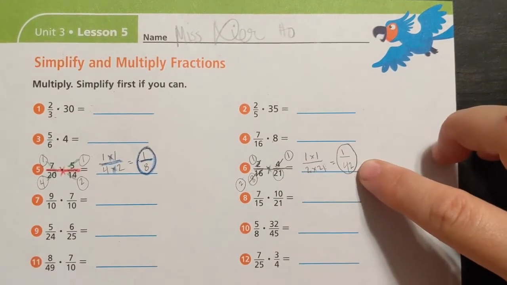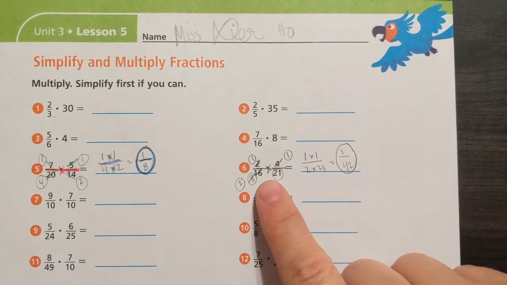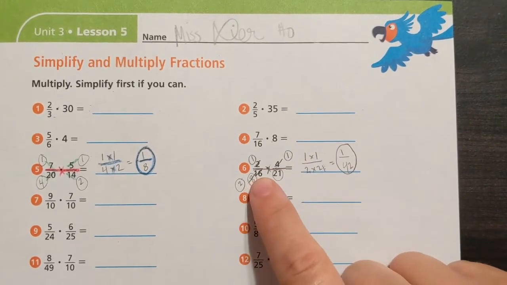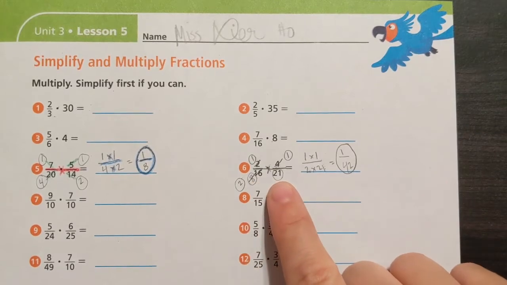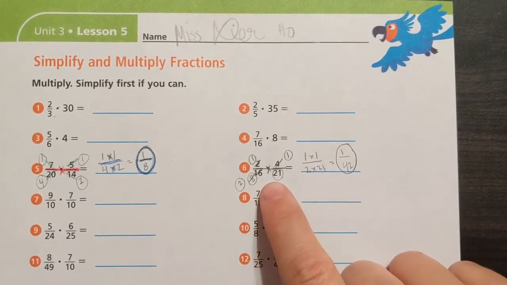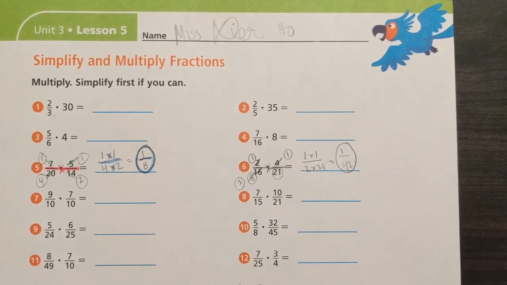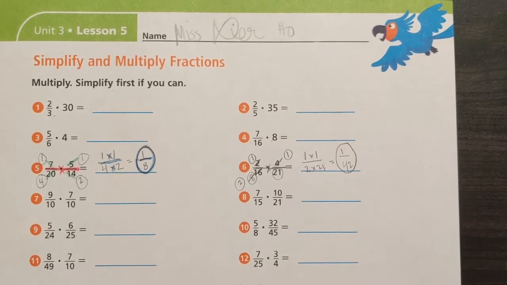Pretty crazy, right? Now, look at this. If you wouldn't have simplified first, you would have 8 on the top, because 2 times 4 is 8. But then you would have had to do 16 times 21. Then once you find that answer, you would have had to simplify, which means use division, between 8 and a really big number. So simplifying first comes in handy.